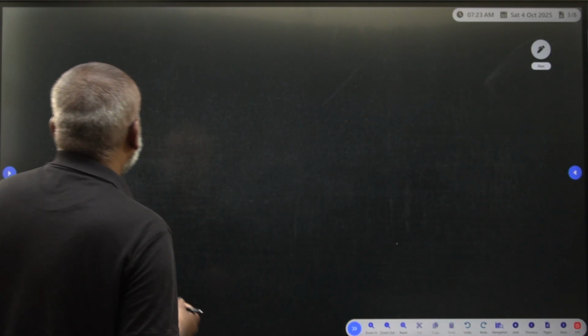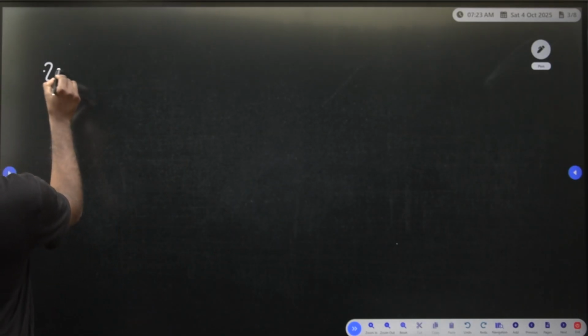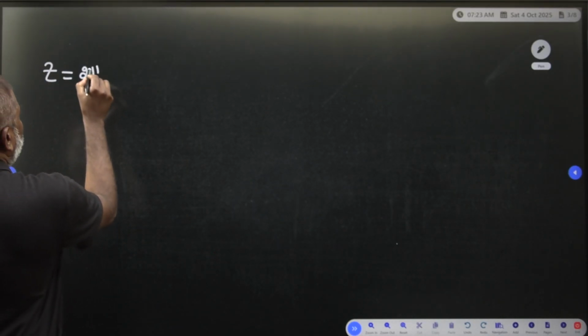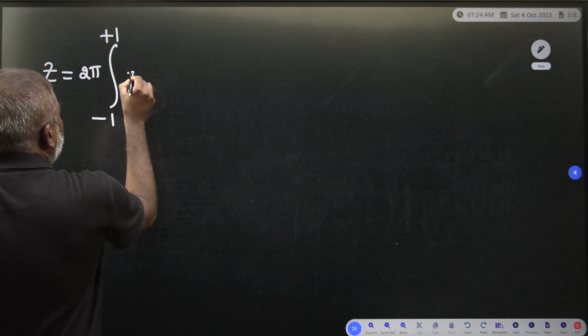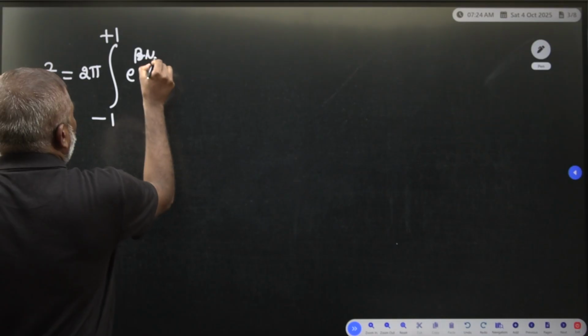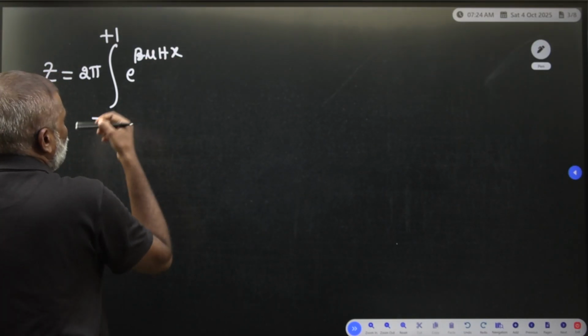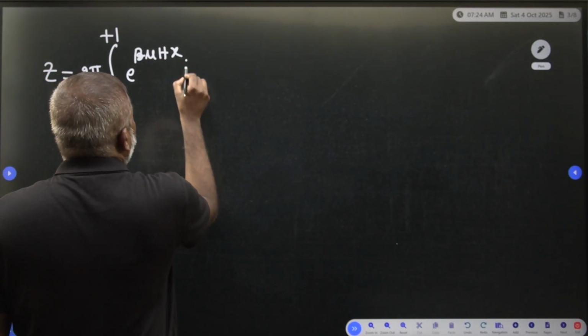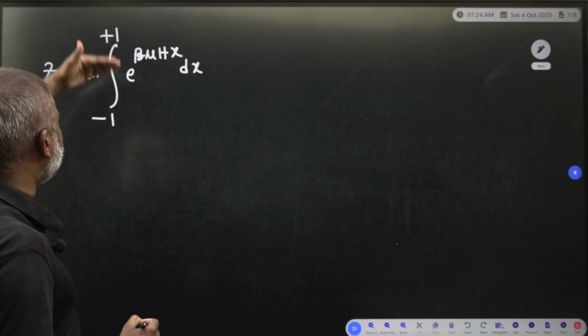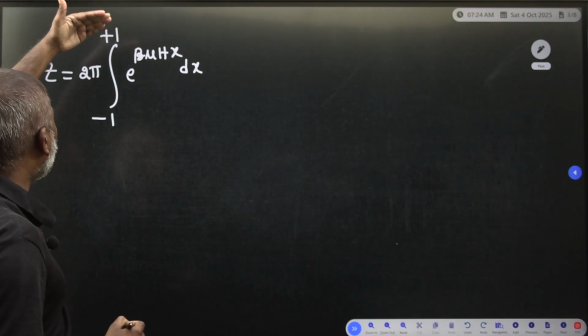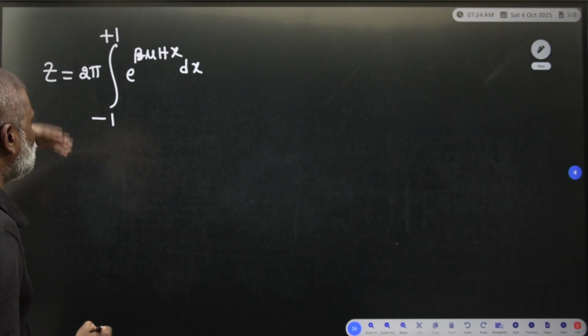Based on that, Z is equal to 2 pi into integral minus 1 to plus 1 of e to the power of beta mu H x dx. We have to change the minus symbol, so the integration limits minus 1 to plus 1 also change.